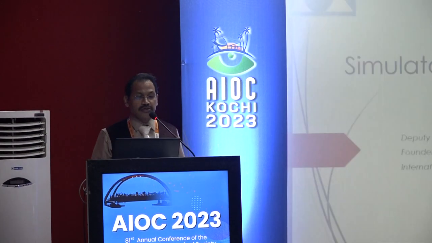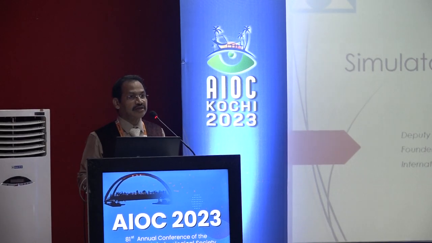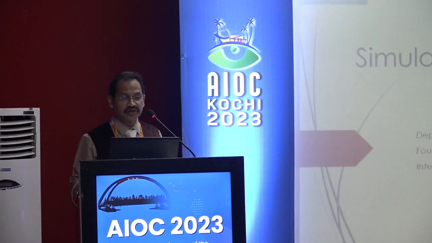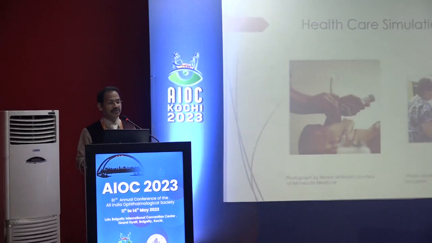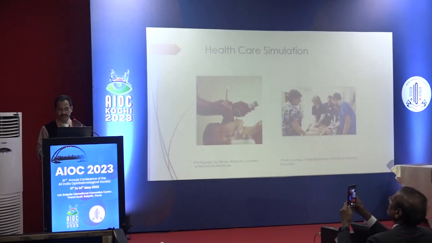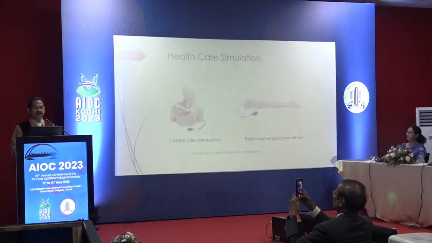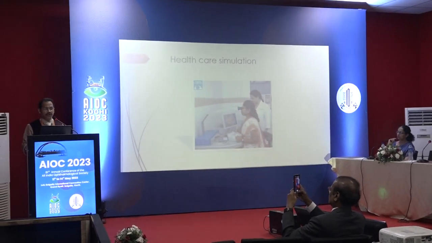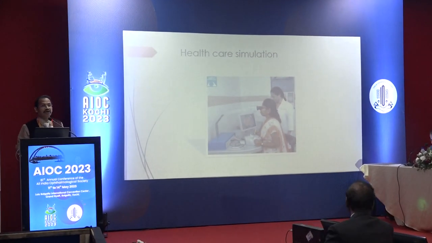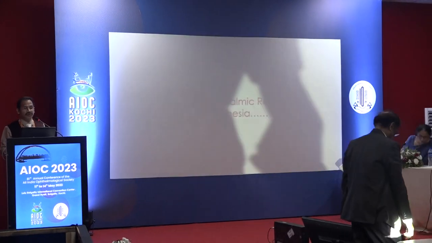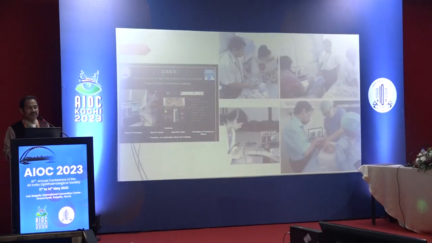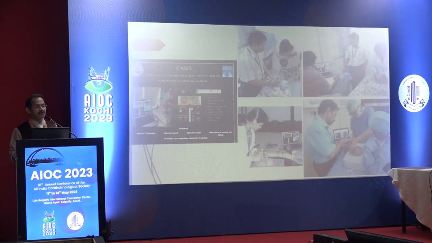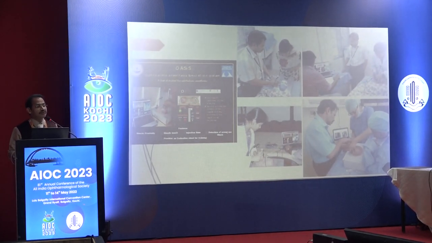Good morning all. So today I'm going to talk about the first of its kind, the simulators in regional ophthalmic anesthesia. As you all know, in healthcare, we have simulation for endotracheal tube intubation, for basic life support, for starting central line, peripheral venous cannulation, and even for cataract surgical steps. But for ophthalmic regional anesthesia, this is the first of its kind which we have developed. First, we developed in 2015 a simulator named Ophthalmic Anesthesia Simulation System, called OASIS.